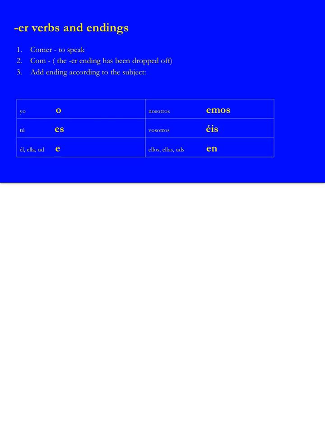Next, we have ER verbs. Endings are really similar. Take an infinitive, comer, drop the ER. Now you can add these endings. O, es, e, emos, éis, with an accent over that e, and then en.